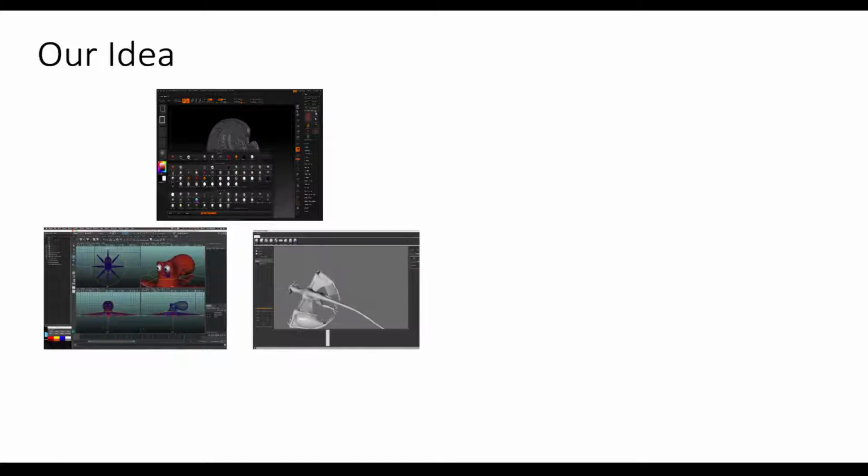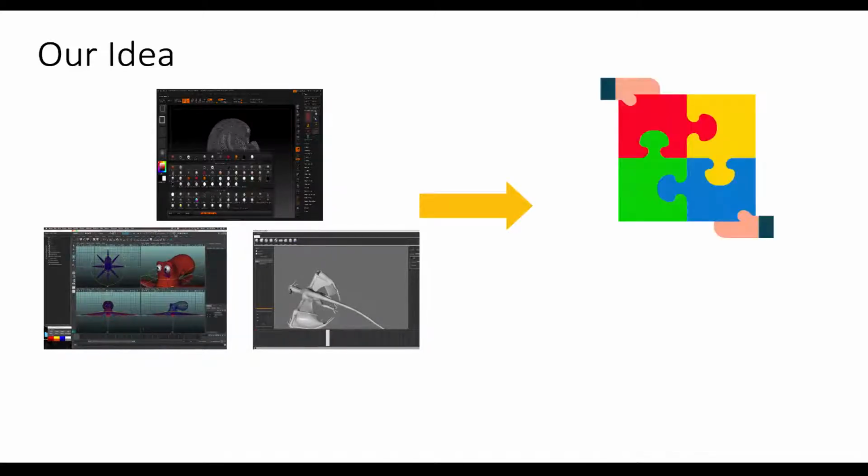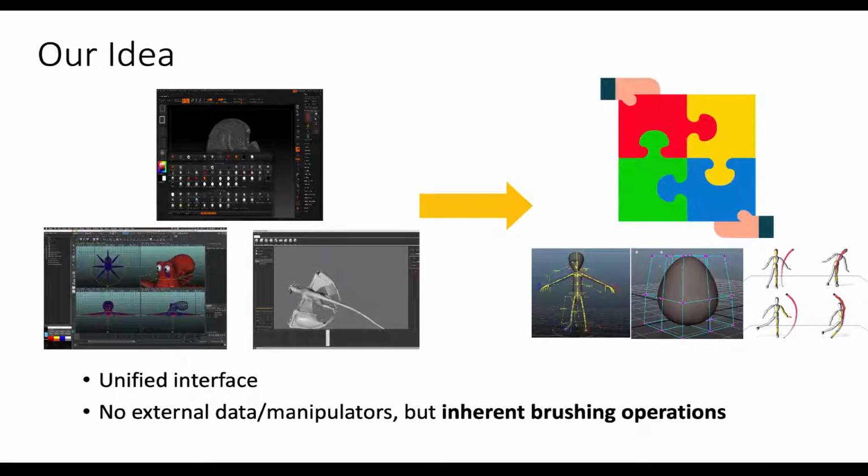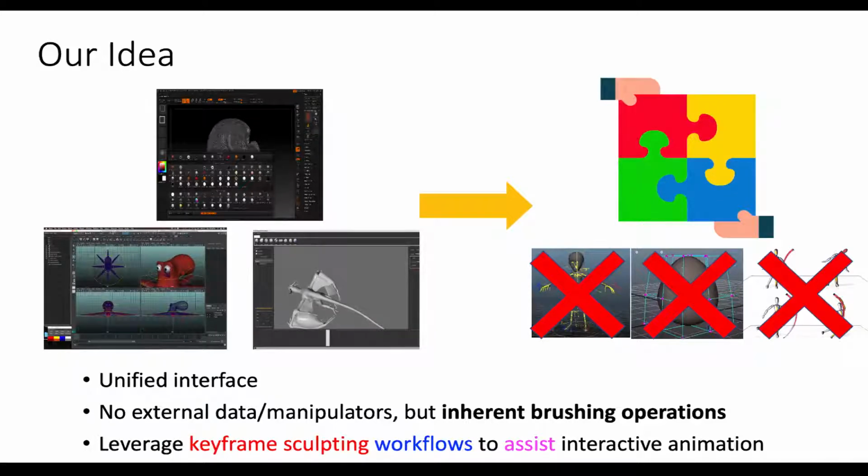Following the workflow motivation, we have the following ideas for our autocomplete animated sculpting. We aim at an intuitive and friendly user interface for novice users. Thus, instead of having multiple independent tools, we aim at a unified system. And instead of proposing new animation manipulators or relying on external animation cache, we want to maintain and leverage the inherent brushing operations. And finally, we want to leverage the keyframe sculpting workflow to design methods to assist interactive sculpting animations.